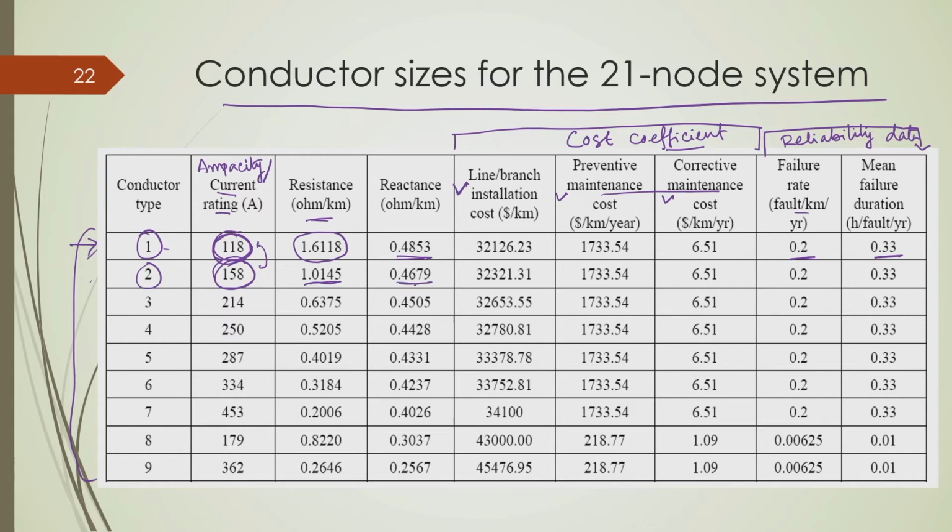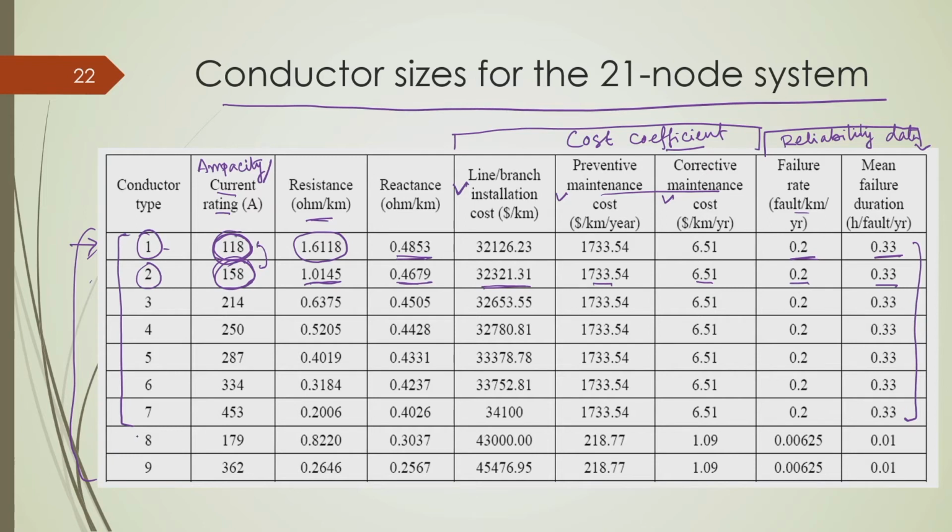reactance depends upon this line construction, and since this conductor cross sectional area is higher, its cost is also higher, both installation cost, only installation cost, but maintenance cost almost same, and failure rate and repair duration are also not dependent upon this cross sectional size of the conductor. Okay. Now, you can look at from conductor type 1 to 7, we have specific types of the conductors built with specific materials, and that is why their failure rate and repair duration are similar or same.